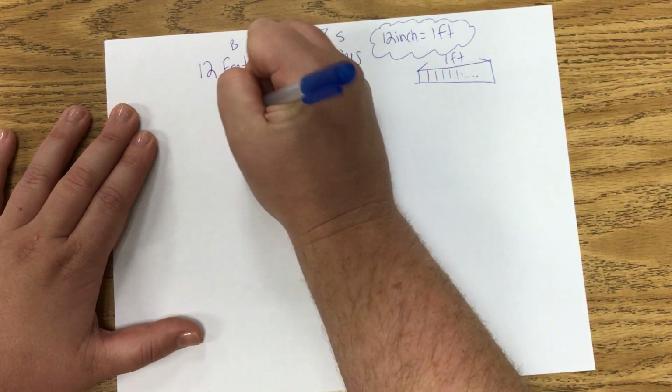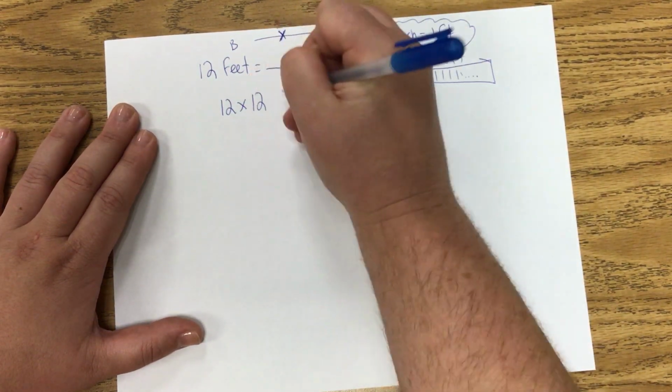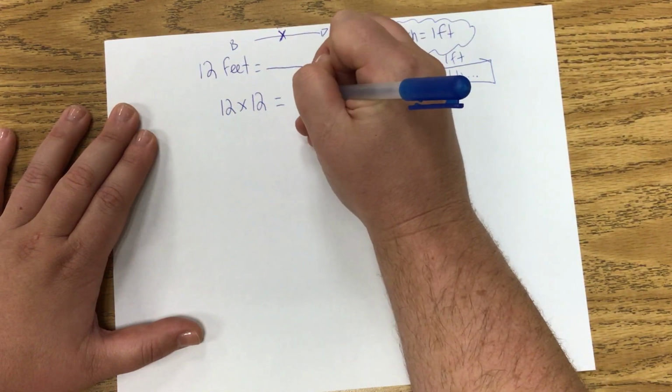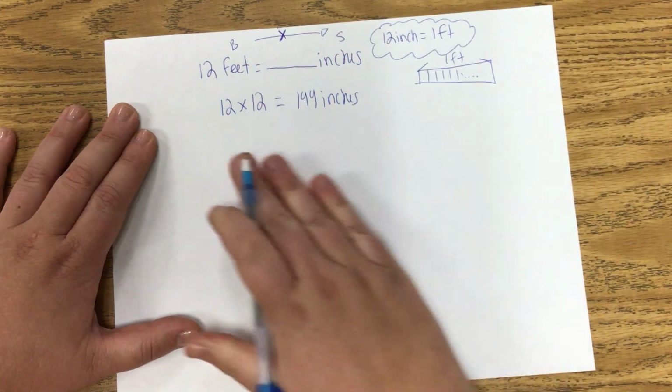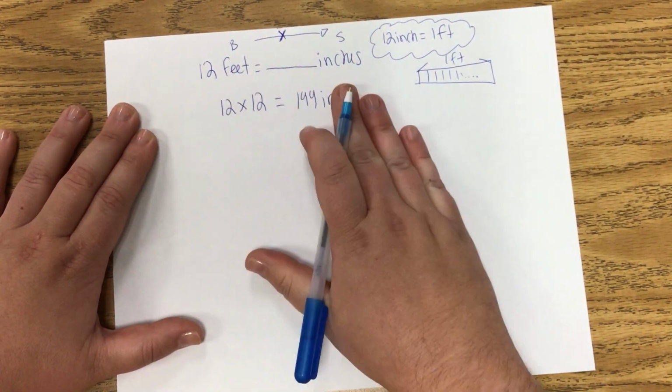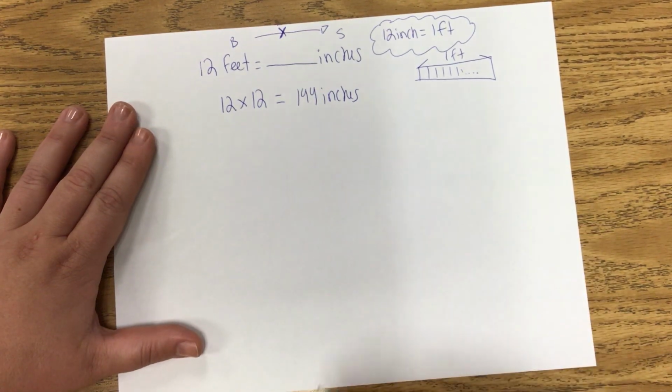So we're going to go 12 times 12, because 12 is my conversion factor, to figure out that I need 144 inches. Now, that's when we went from a big unit to a small unit. So we went from feet to inches. Today, we're going to flip that around and go from inches to feet.